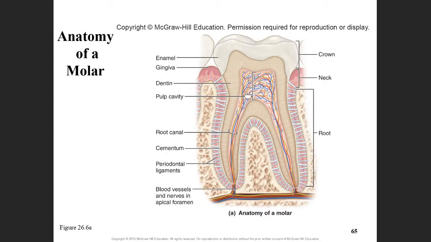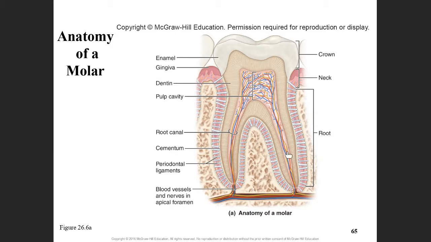In the center of each tooth, we have a region which we call the pulp cavity, which contains pulp. Pulp is a soft gelatinous tissue and it's full of nerves, blood vessels, and lymph vessels. The next part is called the root canal. The root canal is very similar to the pulp cavity, but it's located in the root of our teeth. And as you see here, it contains that gelatinous material, blood vessels, lymphatic vessels, and nerves.